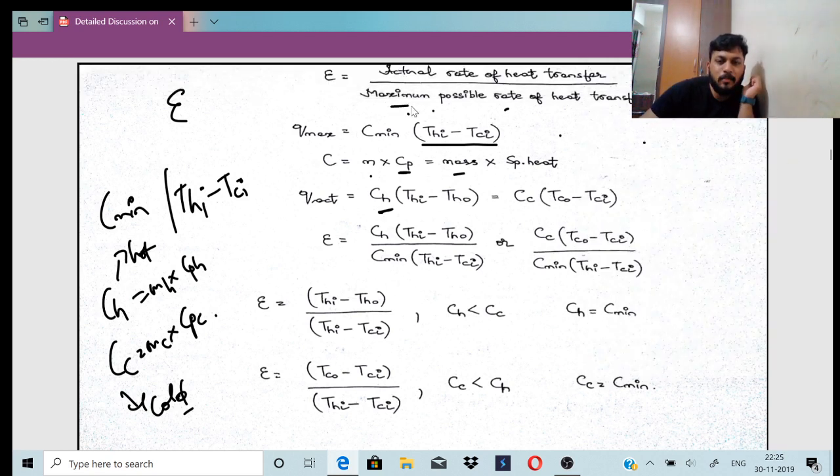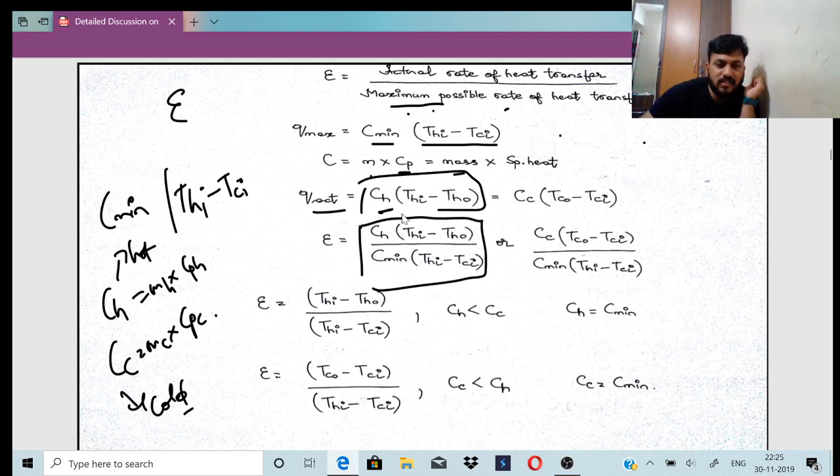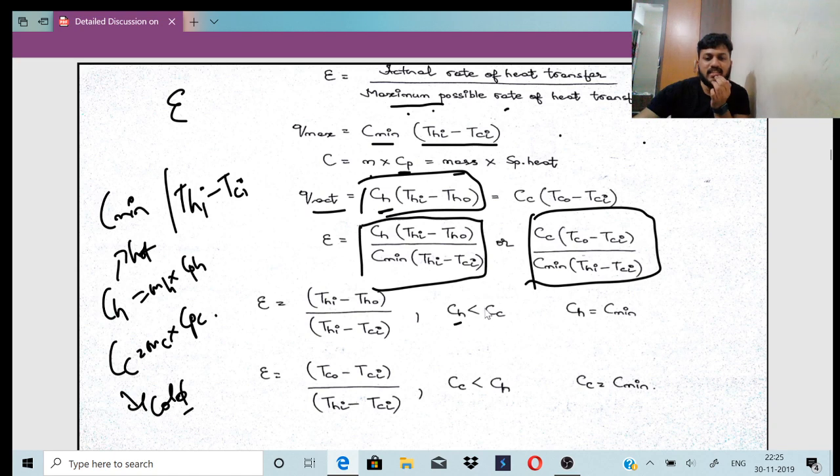तो मैक्सिमम पॉसिबल रेट क्या है, C minimum THI minus TCI. एक्चुअल रेट क्या है, हॉट फ्लूइड के लिए ये आंसर आ जाएगा मेरा. Okay, हॉट फ्लूइड I take this, and for cold fluid I get this answer. If CH is lesser than CC, then CH will become C minimum. So C minimum by C minimum दोनों cancel हो जाएगा. So this will be for my THI minus TH naught. This is for my hot fluid.